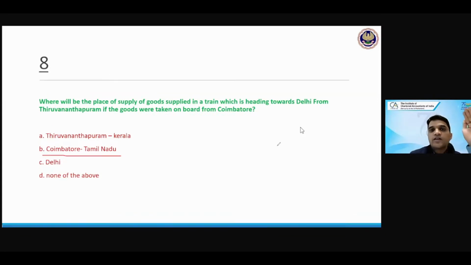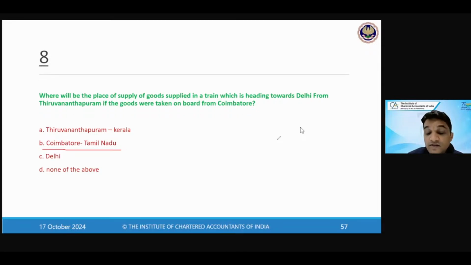Okay, so now we are clear with the place of supply for goods. Now we will go to place of supply for services. Place of supply of goods, we got very much confused because there were various aspects in case of bill to ship to, but otherwise the concept is very simple. Even in bill to ship to, it is simple.